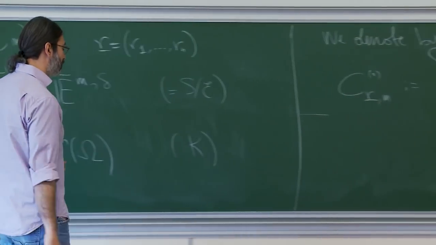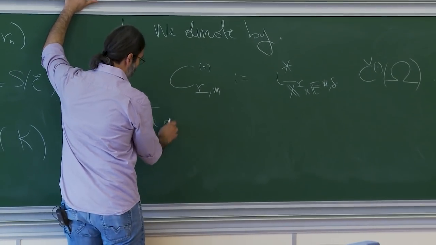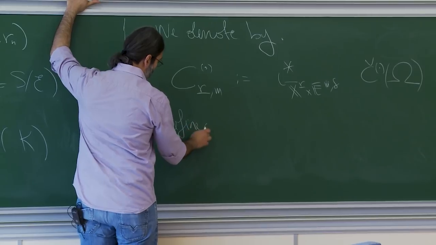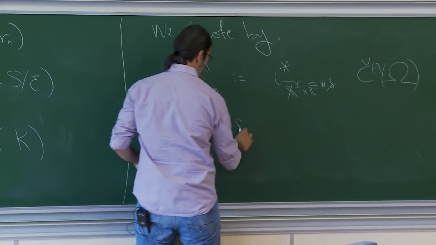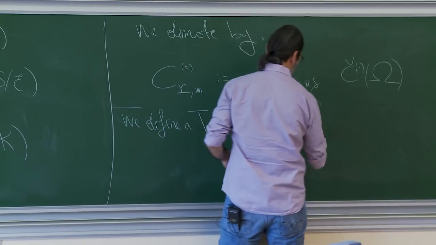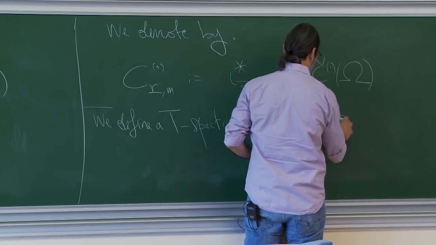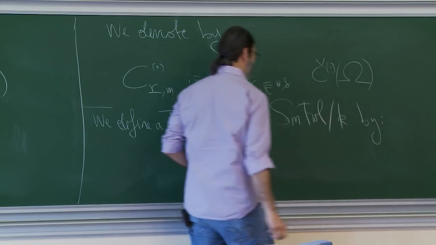Right, so this is one thing. Then I now define the spectrum. So I define a T spectrum on smooth foliation by the following formula.